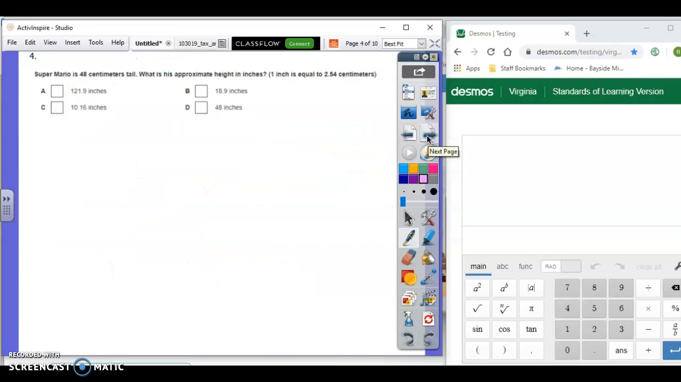Number 4. Super Mario is 48 centimeters tall. What is his approximate height in inches? 1 inch is equal to 2.54 centimeters. So the words we have are inch and centimeters. So we know that he's 48 centimeters tall. And it says what is his approximate height in inches. So that's my X value. And then over here I have 1 inch, so I make sure that's lined up, and 2.54 centimeters. So that goes on the centimeter line.